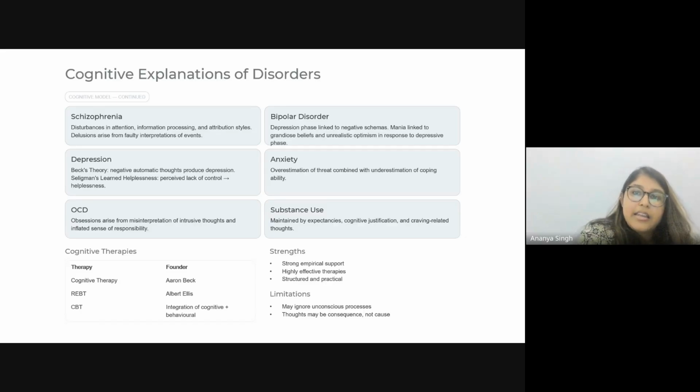Okay. Then there is OCD. Obsessions are misinterpretations of intrusive thoughts, giving too much importance, laying too much emphasis on these thoughts that occur to everybody. In obsessive compulsive disorder, people just take it and don't let this thought go, right? That is the perception of OCD from a cognitive lens. And it is also misinterpretation, this belief.